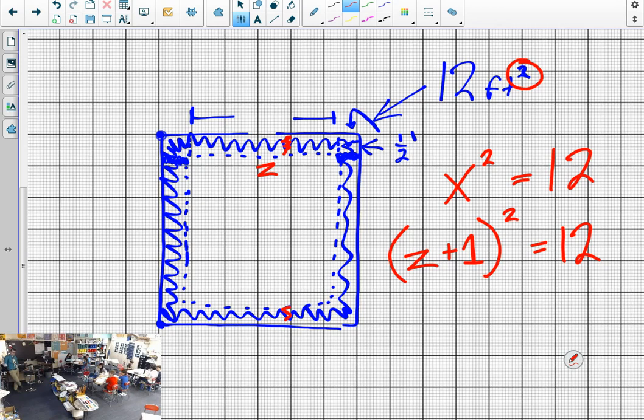So how do we deal with this? Play with that for a minute. Try to figure out how we can solve for that z.